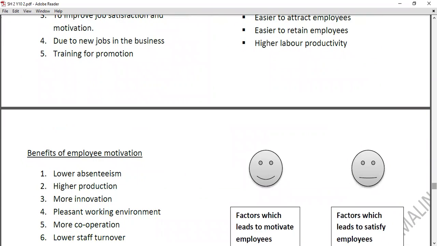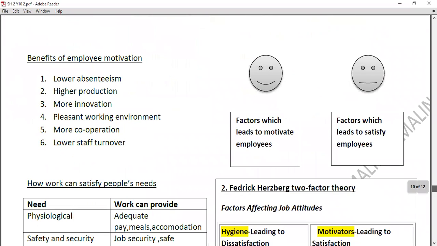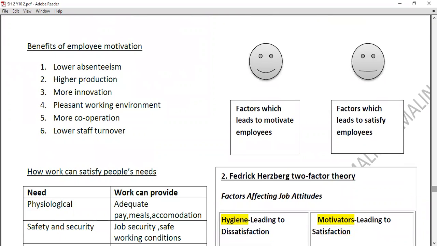The benefits of employee motivation for an organization we can categorize as low absenteeism, higher production, more innovation, a pleasant working environment, more cooperation, and lower staff turnover. So you can see when workers are happy, they are punctual for the work and will work willingly, with less absenteeism. They are always willing to come for the work on time.